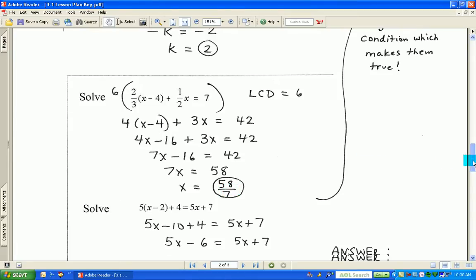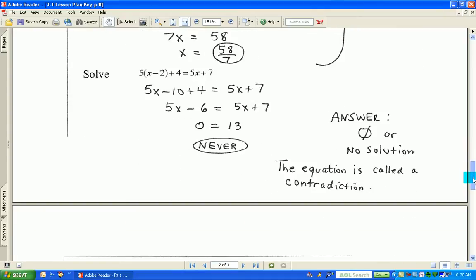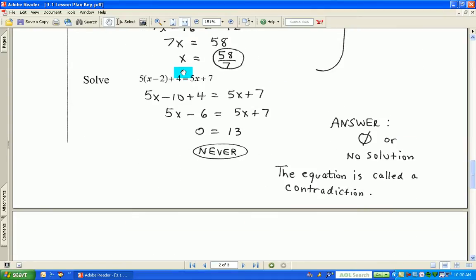Now, there are sometimes special cases that arise when you're solving equations. For example, this equation doesn't look different until we get into it. I start off by distributing, that's pretty normal. That becomes 5x minus 10. And of course we have the plus 4 equals 5x plus 7. When I combine like terms on the left-hand side of the equation, it results in 5x minus 6, and this is equal to 5x plus 7.